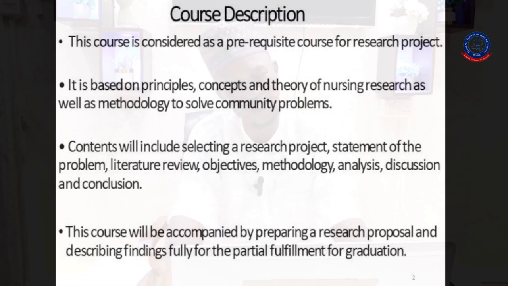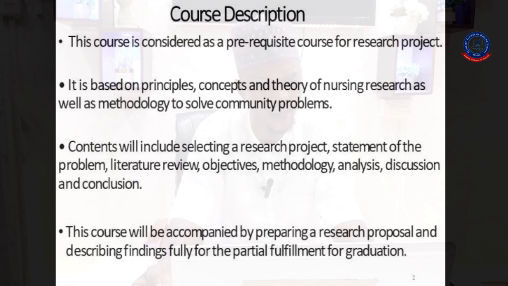The specific objective of the program. At the end of the course, the student nurse should be able to prepare a complete research proposal and evaluate the quality of research. After developing, at the end of it, you should be able to evaluate to know what is the quality of my research. Then there are also specific objectives. At the end of the course, the student should be able to, one, choose an appropriate research project after considering the important criteria for selection.